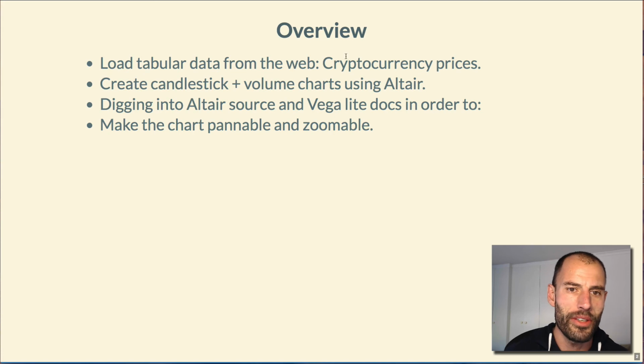I then showed you how to use Altair to create these candlestick plus volume charts. And as part of that learning experience, we looked at the Vega Lite documentation to figure out how to tickle Altair to generate the Vega Lite that we actually needed to do what we wanted to do. And that was to make the chart pannable and zoomable.